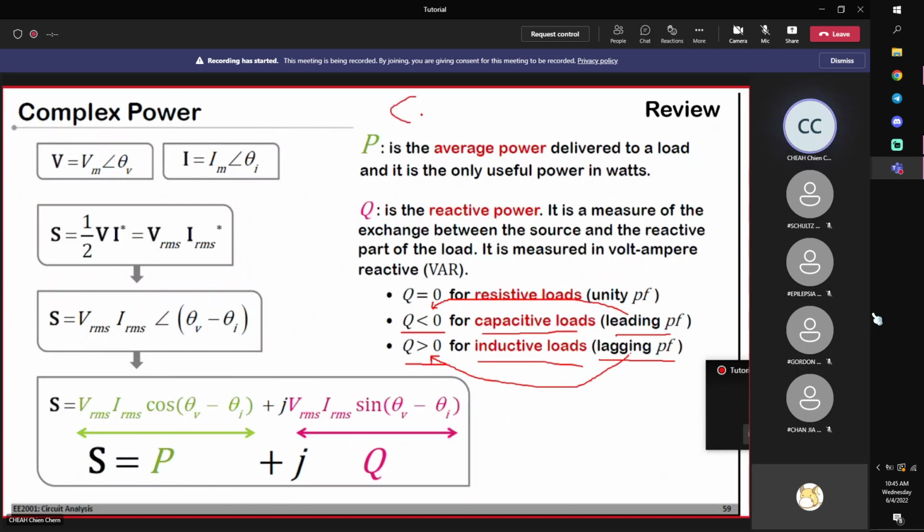So writing down this word helps. That means that if it's a capacitive load, then you know I is leading V. Or if you know it's a leading power factor, it also tells you that it's a capacitive load, because leading means I leads V, so it's capacitive. And it's trying to tell you the sign of your reactive power.